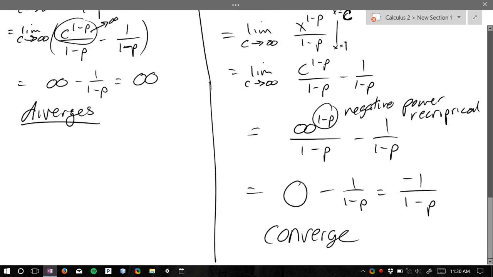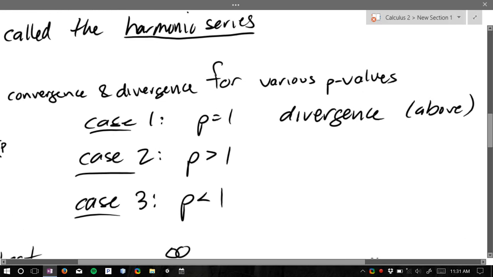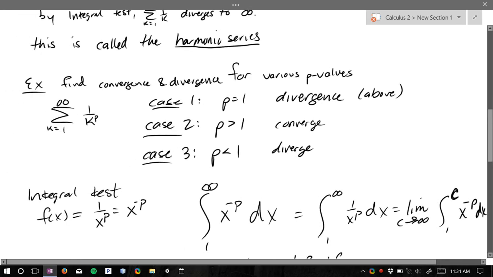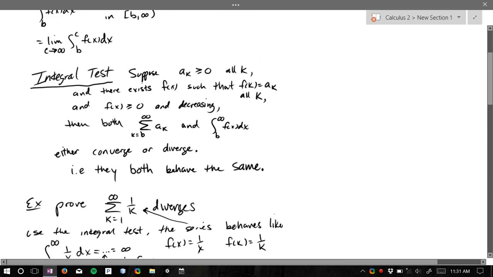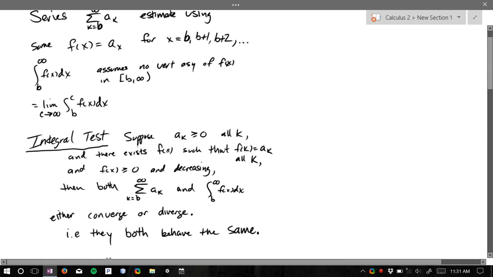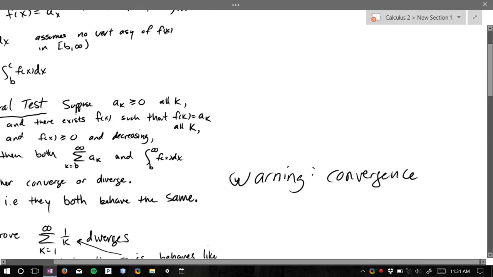So we got convergence on one of the cases and divergence on the other. Case 2 was converge, and case 3 was diverge. One thing you need to realize with the integral test, it tells you convergence or divergence, but it won't tell you which number you're converging to. So it's an estimation. So I should write that down. So warning. If you got convergence, the number you get is just an estimate. It's not the actual value.